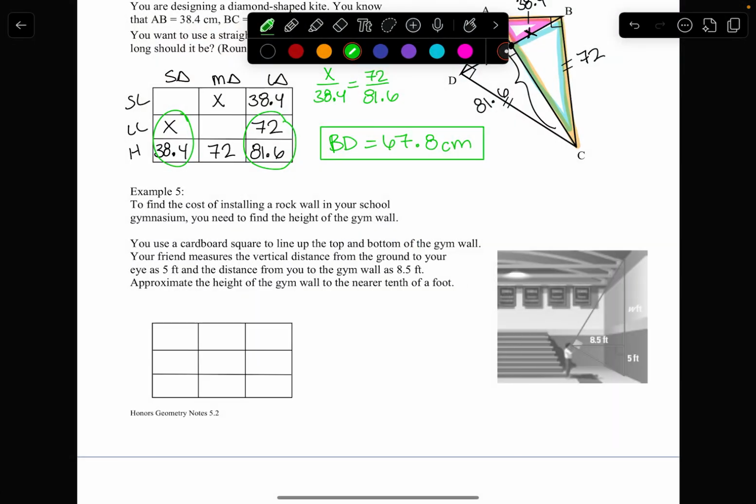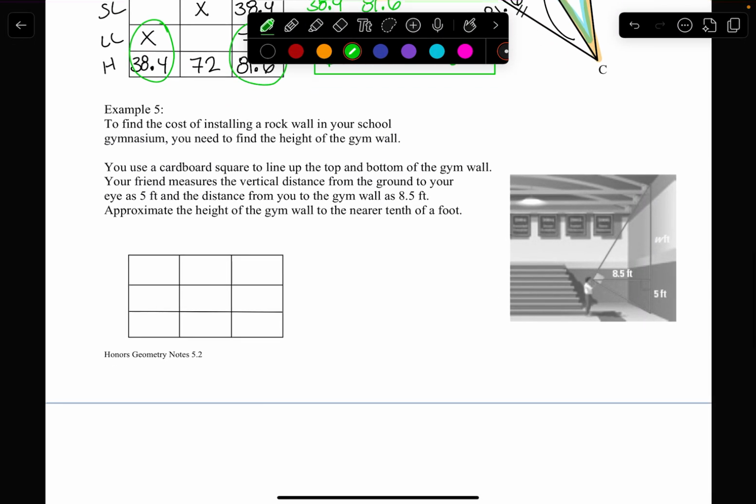Okay, last example, because it's just the same thing over and over again. We got small, we got medium, we got large. We got a short leg, we got a long leg, we got hypotenuse.